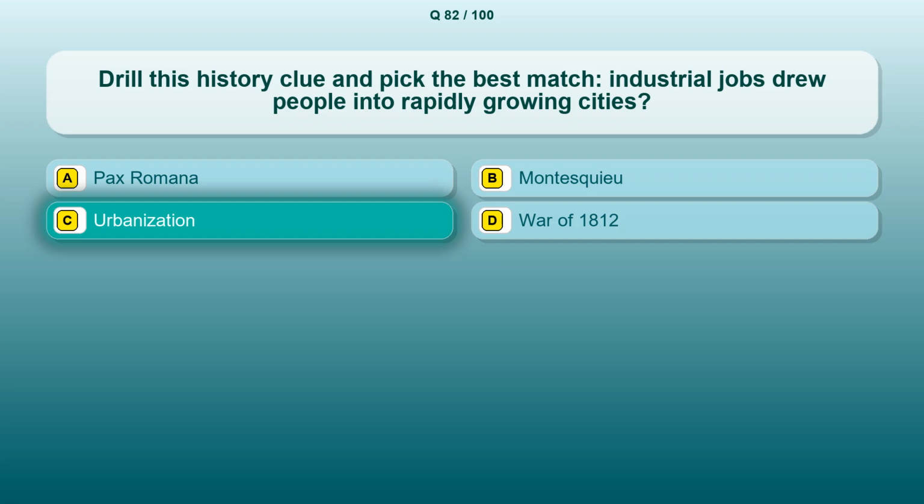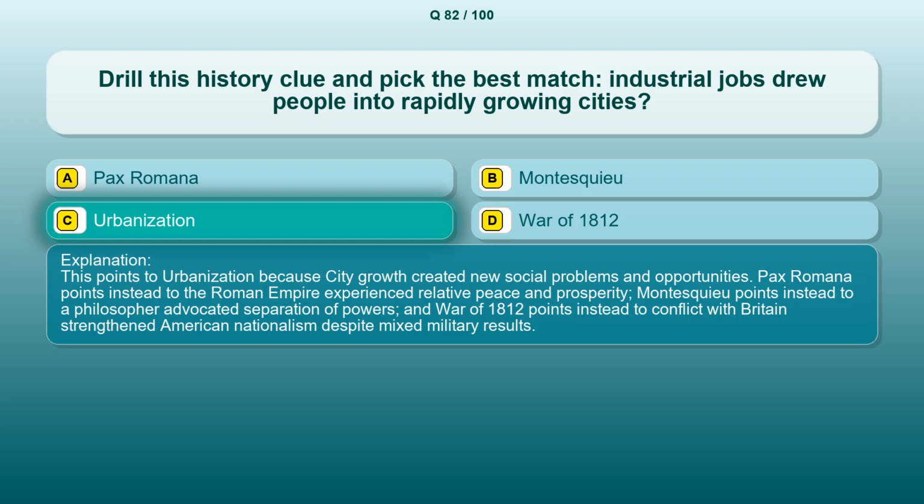The correct answer is option C. Urbanization. This points to urbanization because city growth created new social problems and opportunities. Pax Romana points instead to the Roman Empire experienced relative peace and prosperity. Montesquieu points instead to a philosopher advocated separation of powers, and War of 1812 points instead to conflict with Britain strengthened American nationalism despite mixed military results.